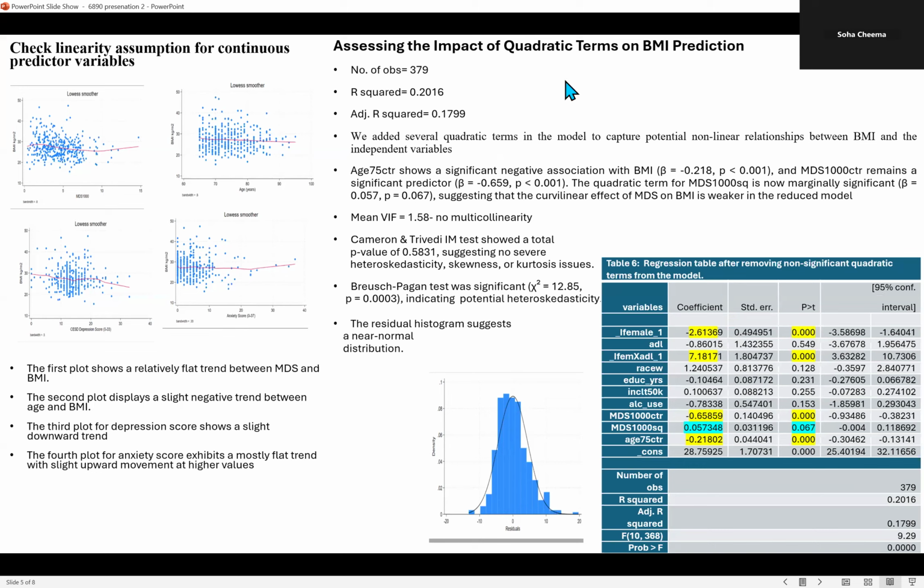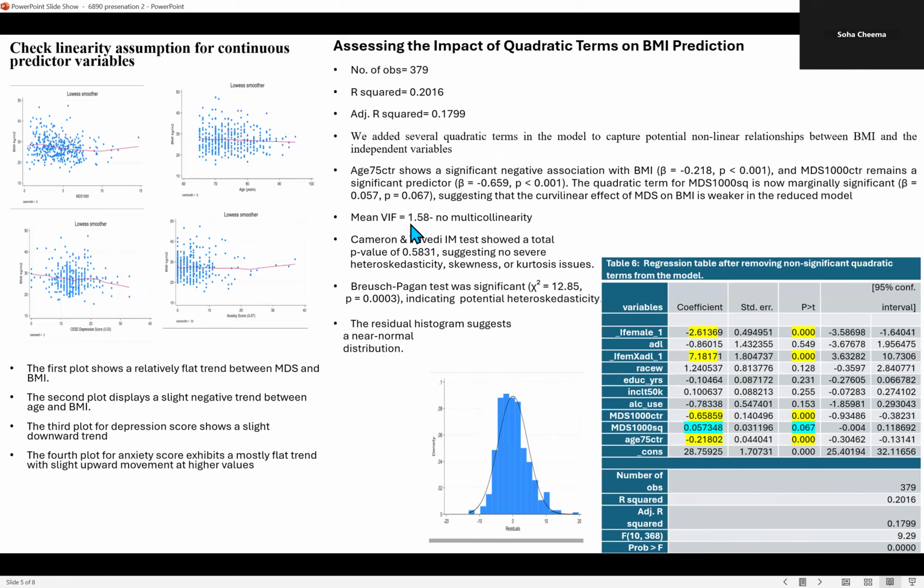Then we assessed the impact of quadratic terms on the BMI prediction. R squared and adjusted R squared were almost the same. We added several quadratic terms in the model to capture potential non-linear relationships between BMI and independent variables. 875 CTR shows a significant negative association with BMI. MDS 1000 CTR remains a significant predictor, and the quadratic term for MDS 1000 SQ is now marginally significant with a p-value of 0.067, suggesting that the curvilinear effect of MDS on BMI is weaker in the reduced model.